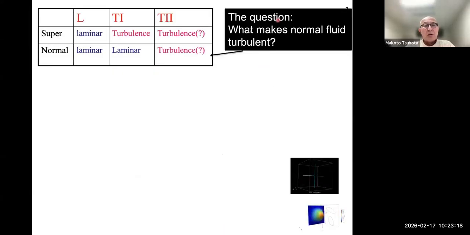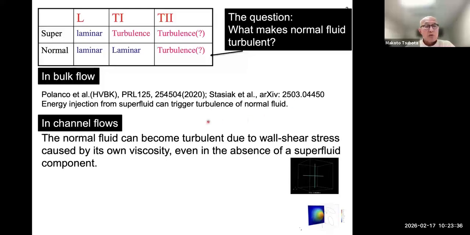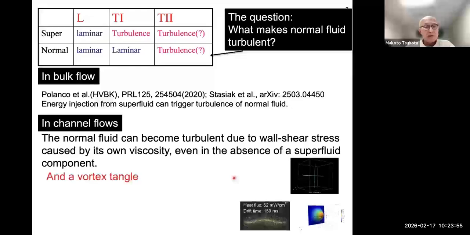So the question is, what makes the normal fluid turbulent in the T2 state? In bulk flows, several recent nice papers suggested that energy injection from the superfluid can trigger turbulence of the normal fluid. But the situation is different, of course, in realistic channel flows. The normal fluid can become turbulent due to wall shear stress caused by its own viscosity, even in the absence of a superfluid component. Then what is the role of the superfluid turbulence or vortex tangle? What does the vortex tangle do in the T2 state?